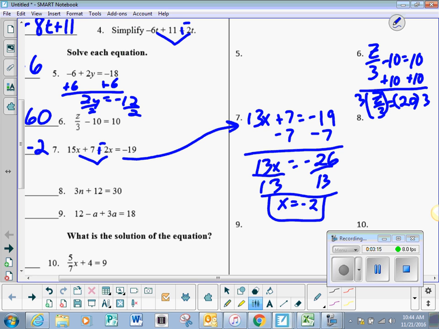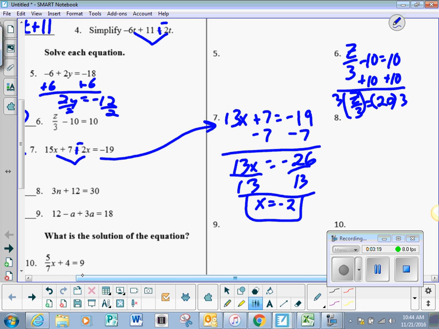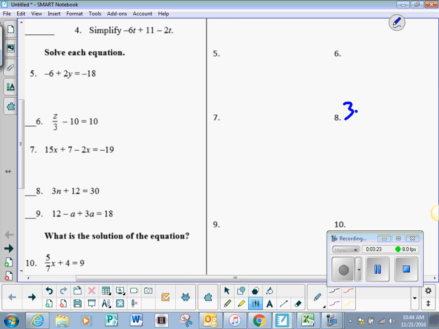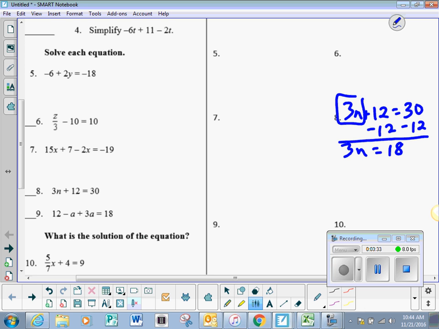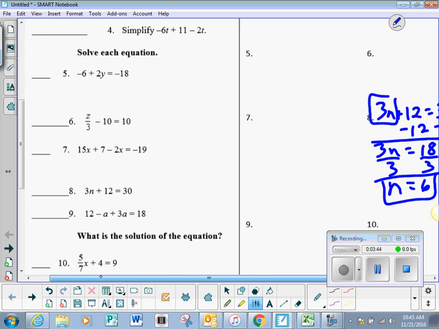Okay. Number 8, we have 3n plus 12 equals 30. Let me just clear the ink here. 3n plus 12 equals 30. So I need to get n alone, so I'm going to subtract 12 from both sides. And I get 3n equals 18. And then I divide both sides by 3. N equals 6. Okay? Pretty basic, pretty straightforward. Make sure you get those ones right. Those are the simple ones.